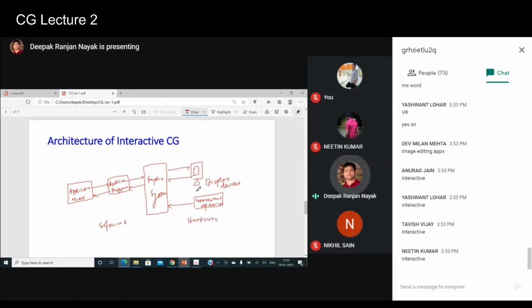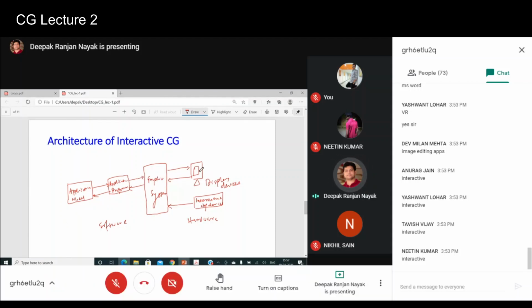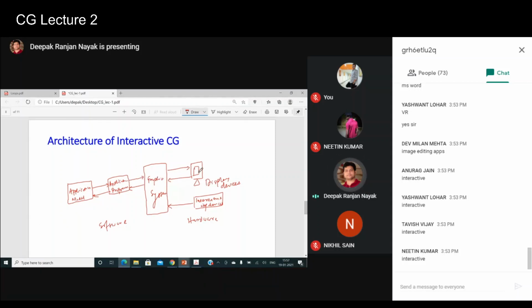So at the hardware level, you can see that the system receives the input from the input devices, the interactive devices, which can be keyboard, mouse, or whatever. There are a lot of input devices available. You all know from the very first course, computer science and programming, right? And we have display devices or monitors to display the pictures on the screen, right?